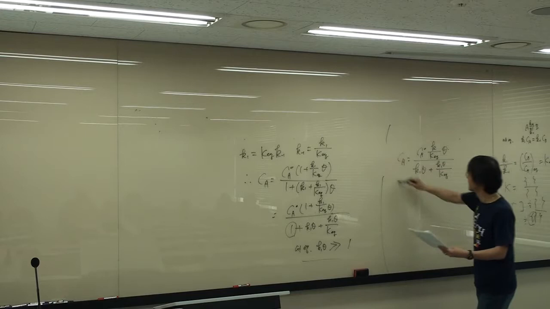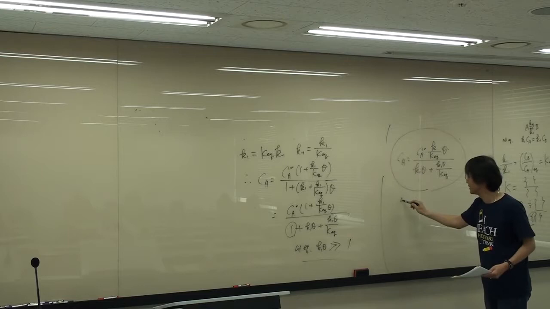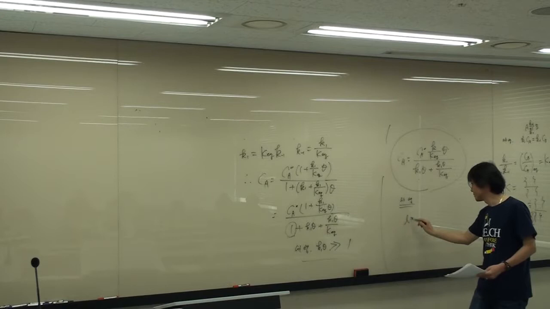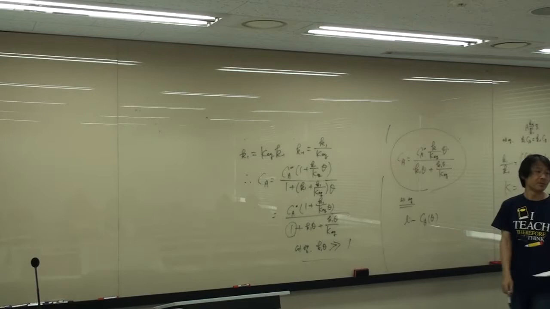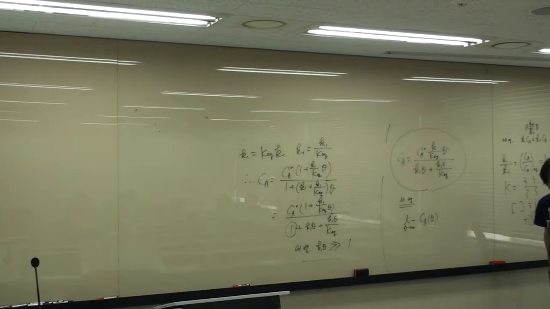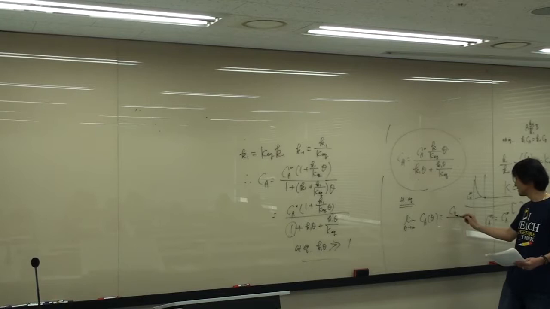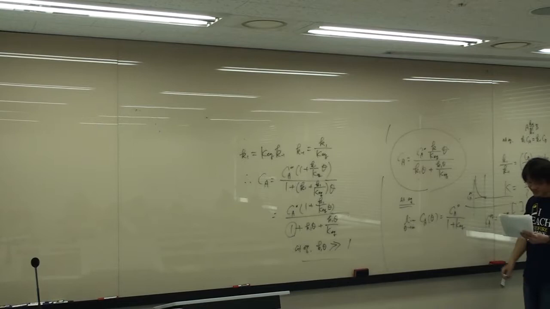And then, because we want to know the concentration at equilibrium, we put CA as a function of theta, and theta goes to infinity, right? Here, let's say this is the equilibrium point. The concentration CA equilibrium equals CA infinity. So we write this, and you can get CA0 over 1 plus K equilibrium, like this.